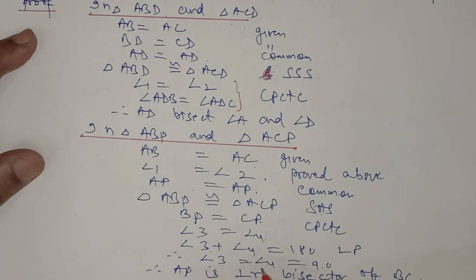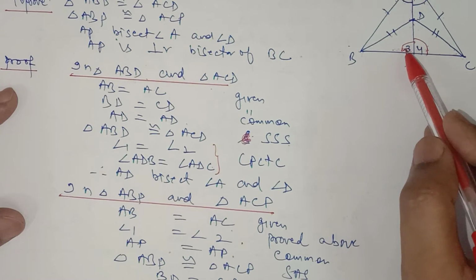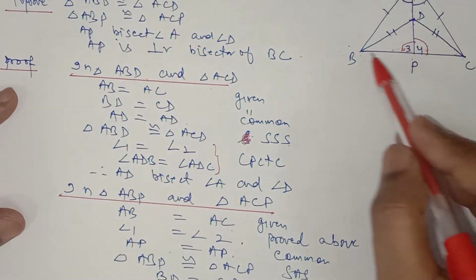So what can we say? That these should be equal to 90 degrees. So it means that AP is perpendicular to BC and BP is equal to PC, that is, AP also bisects BC.